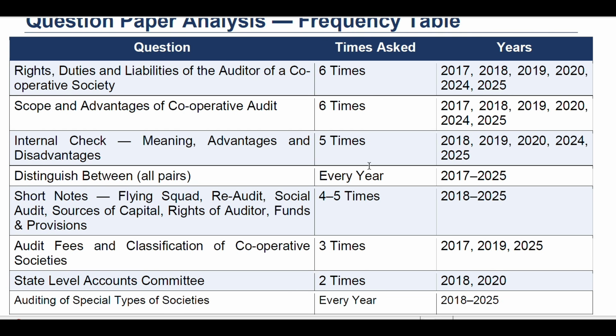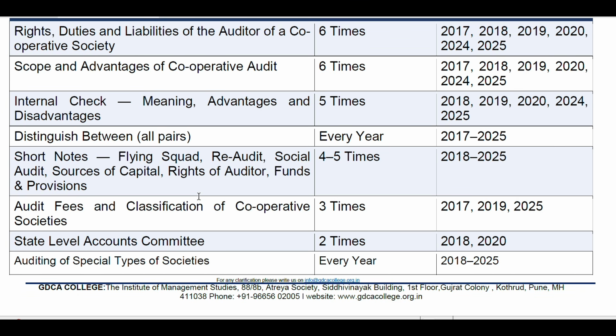Distinguish between all pairs is asked every year, so this question will come in the 2026 examination. Write short notes, 4 to 5 times. Audit fees and classification of cooperative societies, 3 times. State level account audit committee, 2 times, 18 and 20. And auditing of special types of society is asked every year.